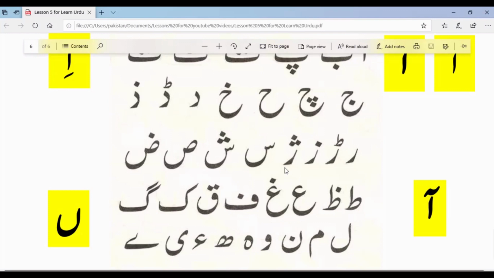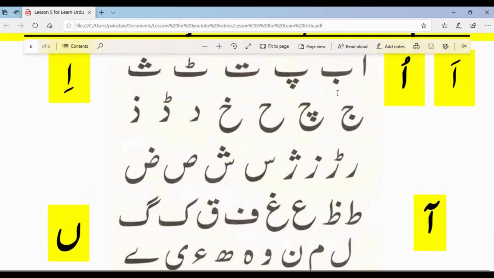You saw that all these sounds with the zabar, pesh, and zer are short sounds. A, u, i, ba, bu, bi, pa, pu, pi, like this. And with mad, the sound is long. Alif mad, aa.